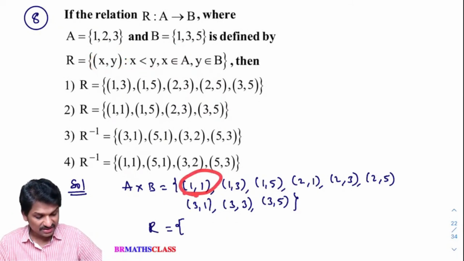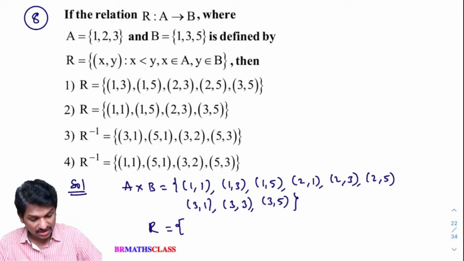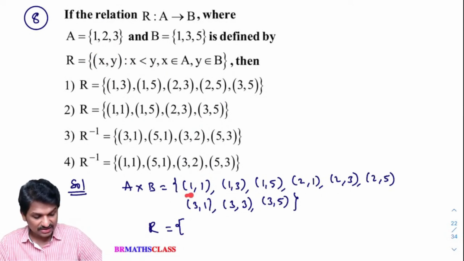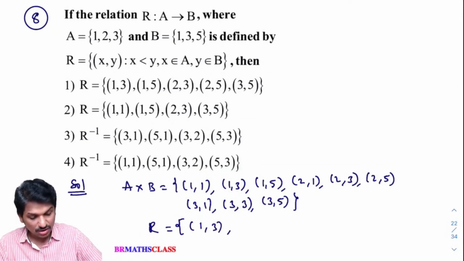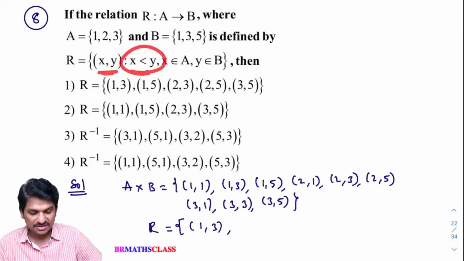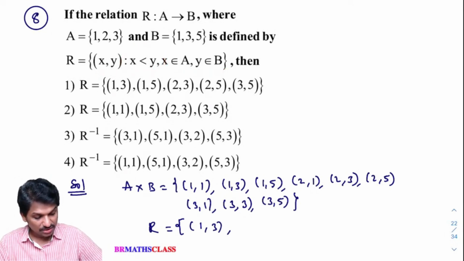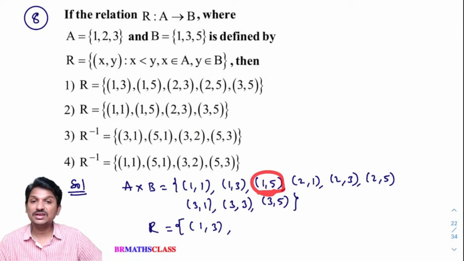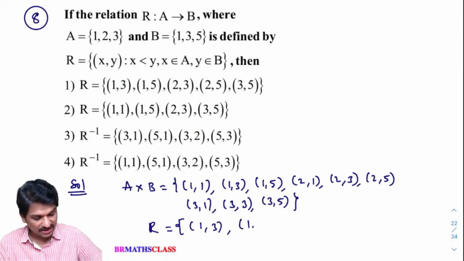You look here, is 1 less than 1? No, 1 is not less than 1, 1 is equal to 1. Now you observe this one. Is 1 less than 3? Yes, 1 is less than 3. So this ordered pair comes to this relation. This relation contains ordered pairs such that x less than y, x belongs to A, y belongs to B. Okay. Now you look at this 1 comma 5. Is 1 less than 5? Yes, 1 is less than 5. 1 comma 5.